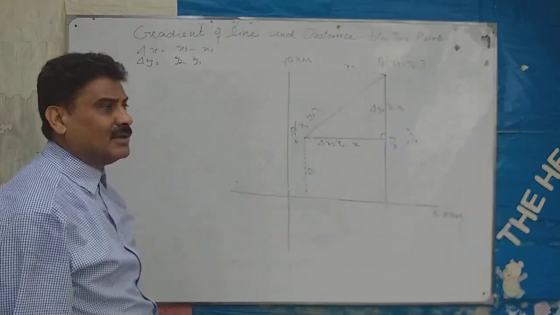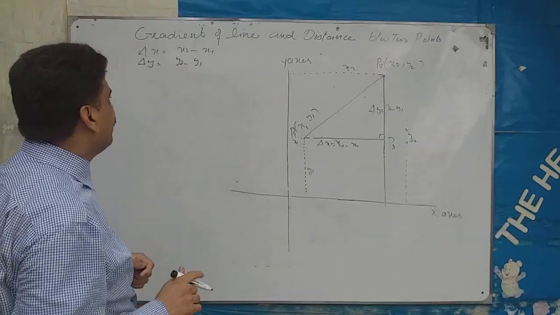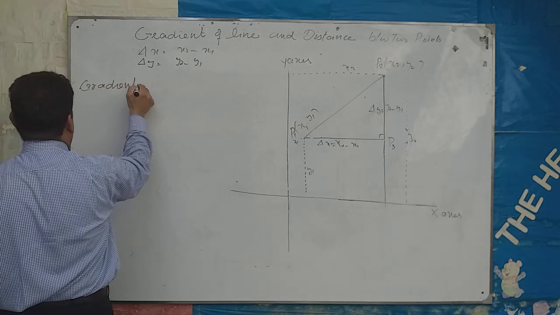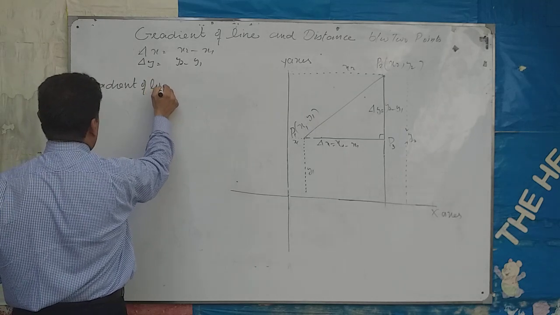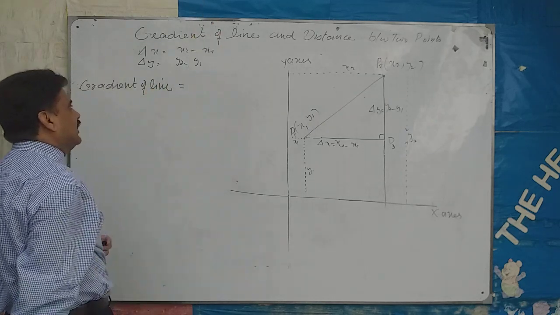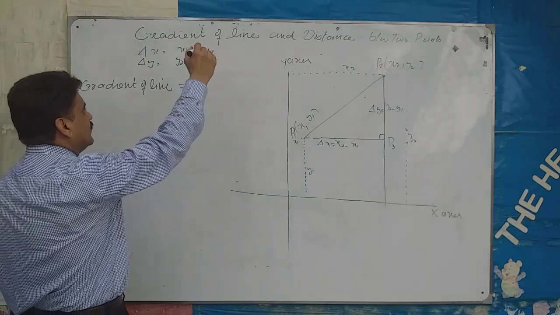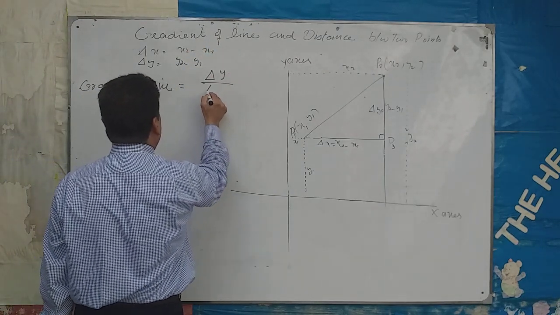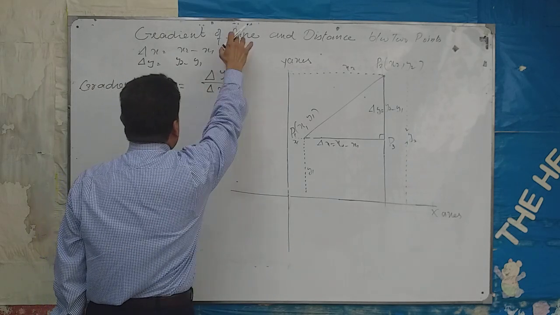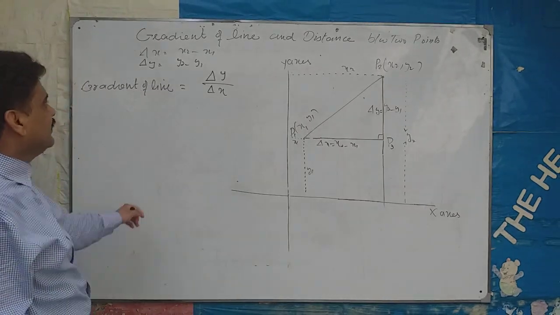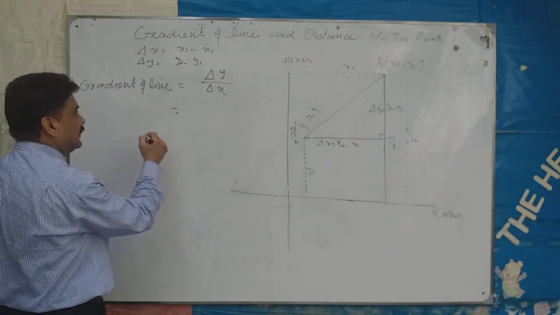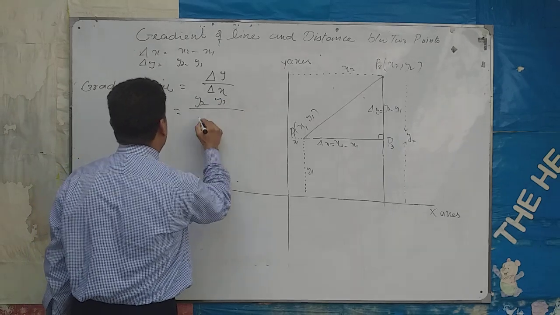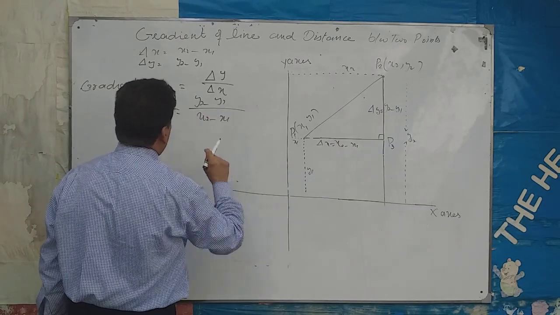Since the gradient of a line is the measure of the steepness of the line, it is defined as del y by del x. It can also be written in expanded form. Gradient of a line is equal to y2 minus y1 over x2 minus x1.